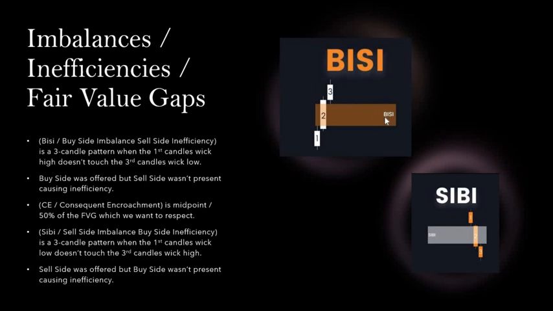So again, we want to buy when the market trades down into the BISI so it can reject higher. We want to sell when the market trades up into the SIBI to reject lower. Okay?